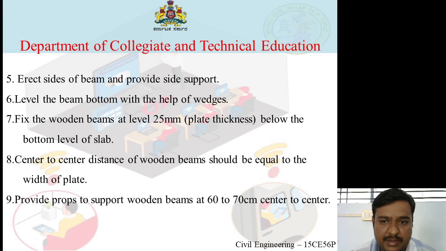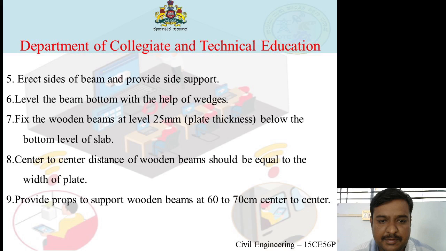Next, center to center distance of wooden beams should be equal to width of the plate. Then provide the props to support the wooden beams at 62 centimeter center to center. So next, lay the plates over the wooden beams such that the corners of the adjacent plates should be at the same level.